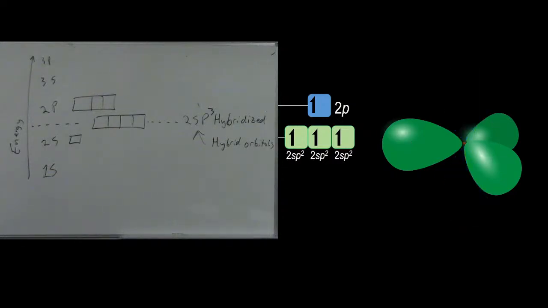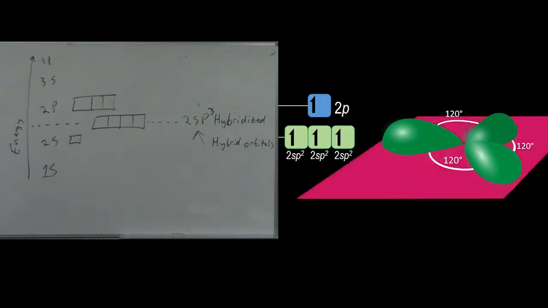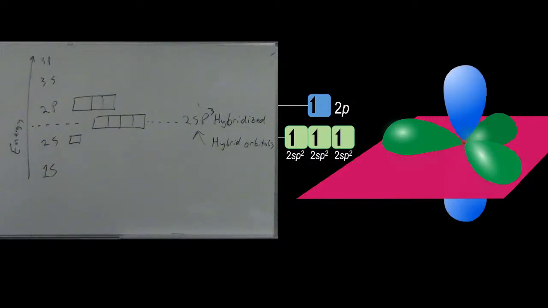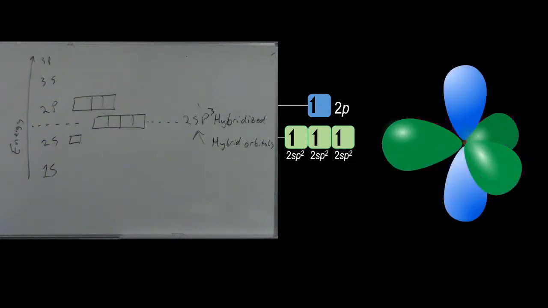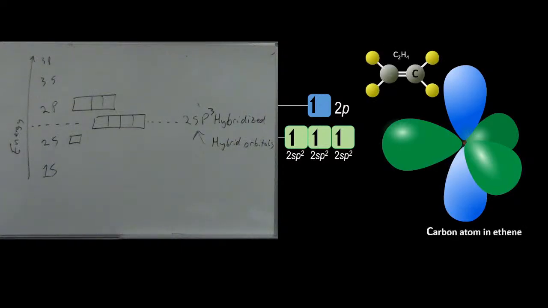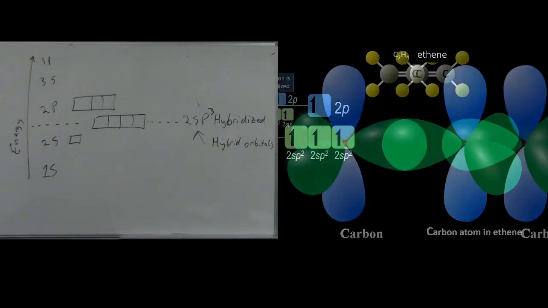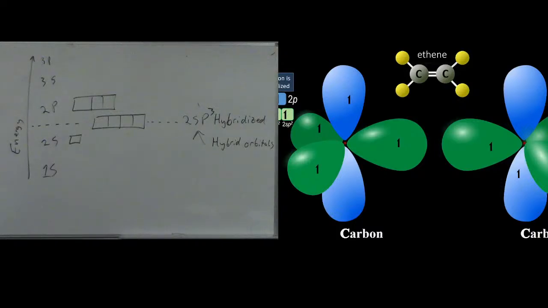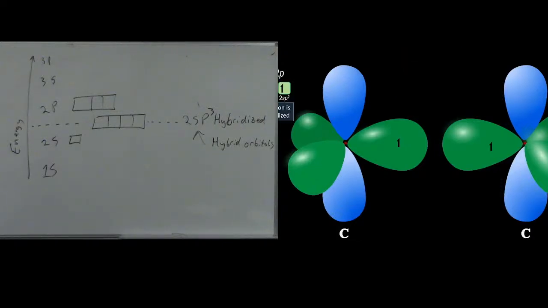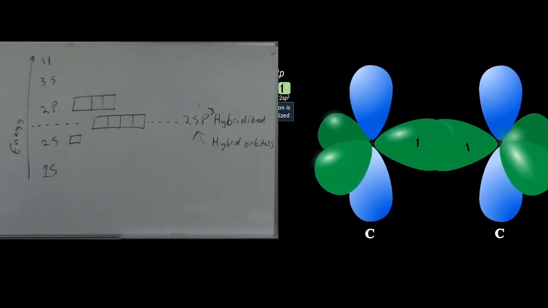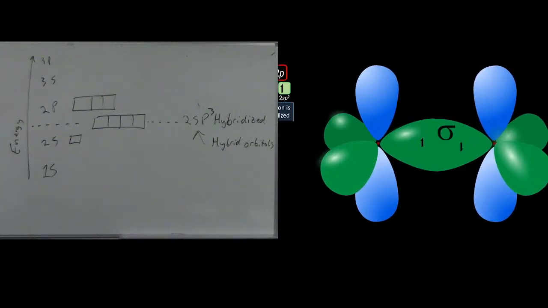Let's remove the 2p orbital for now to more easily see that. The 2sp2 hybrid orbitals are spread out at a 120-degree angle, which means that they exist in a plane, and the plane is perpendicular to the unhybridized 2p orbital. So this is what both carbon atoms do when bonding occurs in ethane. Each carbon atom is sp2 hybridized. The sigma bond occurs with 2sp2 orbital overlap.